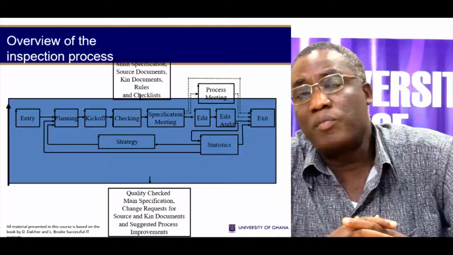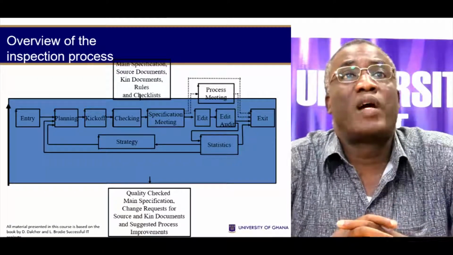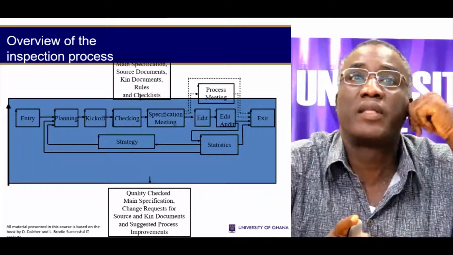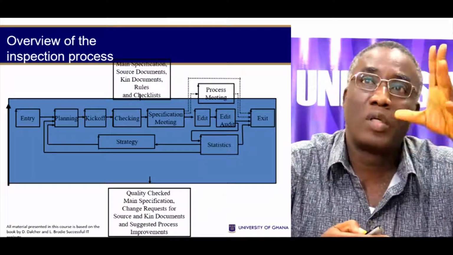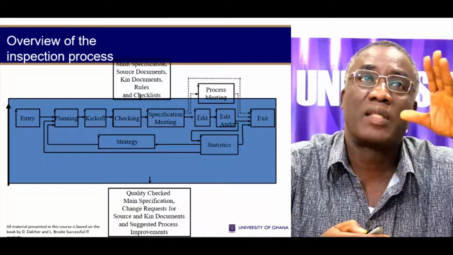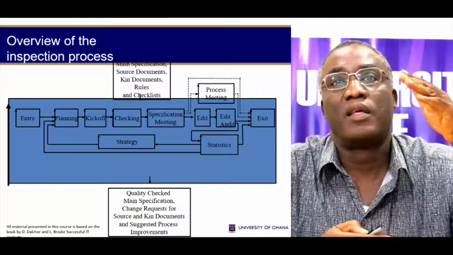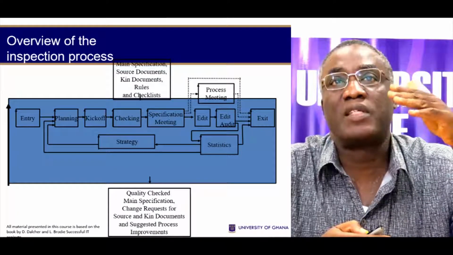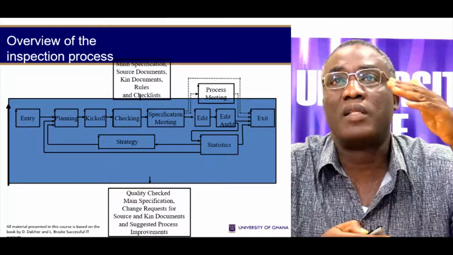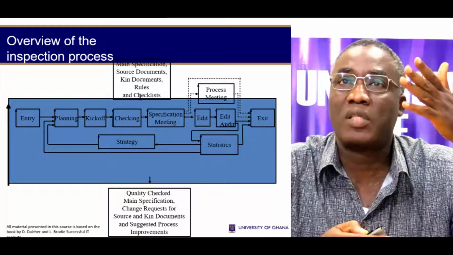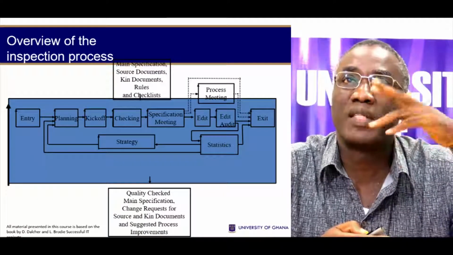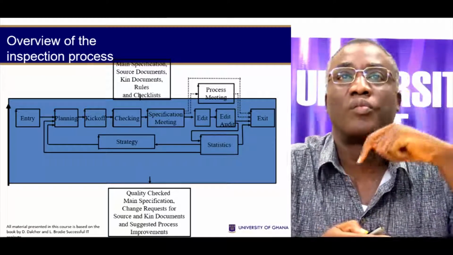This diagram gives you an overview of how the inspection process takes place. So you can have a look at it. There's an entry point, a planning, a kickoff, checking, specification meeting, edits or audits, process meetings, and so on.